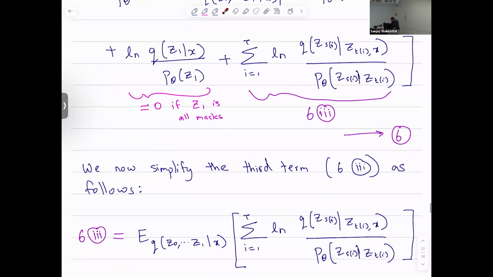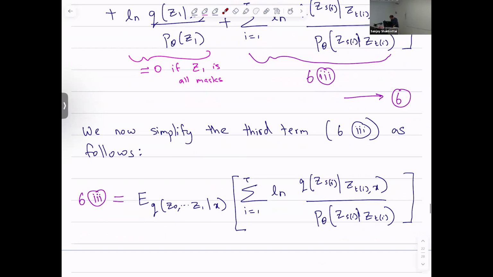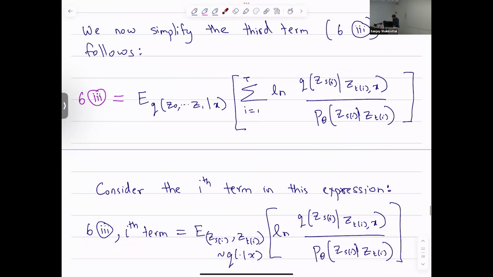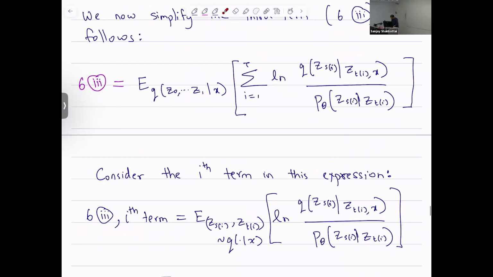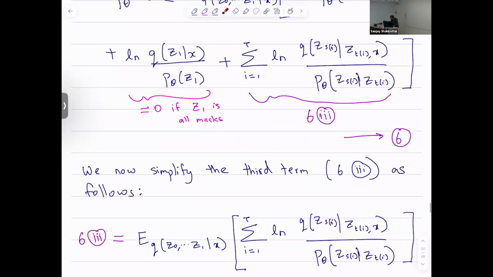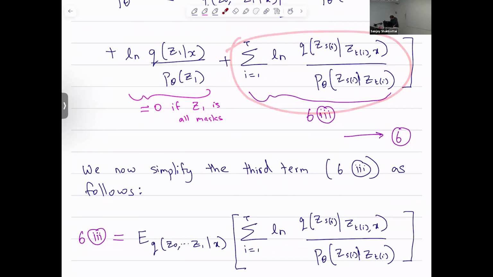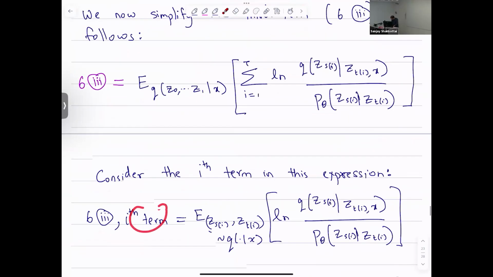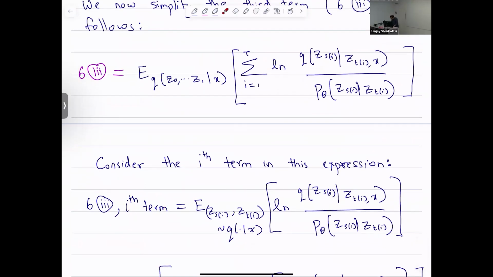First, we'll look for a particular i. Fix an i, and we're just looking at this term: log of Q of Zs given Zt comma x divided by P theta of Zs given Zt. We're just looking at this one term. So the ith term in that is what we have written here. The random variables here are Zs and Zt, and they're both drawn from the conditional distribution given x.